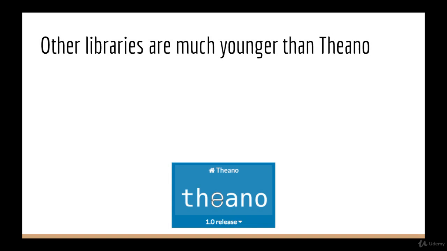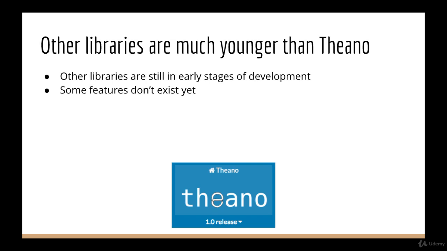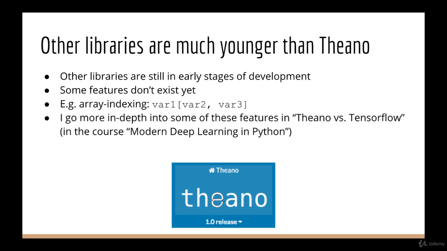Also keep in mind that most deep learning libraries came out much later than Theano. They are still in their very early stages of development. In some cases, that means they don't even have a lot of features yet. For example, array indexing. Easy to do in Theano, not so easy or impossible in other libraries. I go more in depth about these differences in my Theano versus TensorFlow lecture in Deep Learning Part 2, otherwise known as Modern Deep Learning in Python. So if you're looking for a certain special functionality, be mindful that the library you're working with may not even include it to begin with.